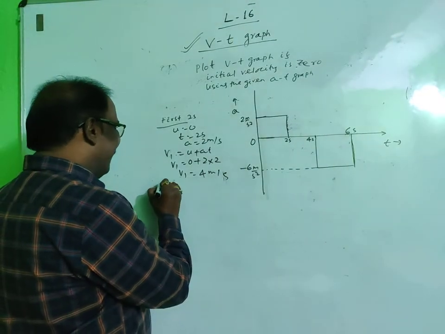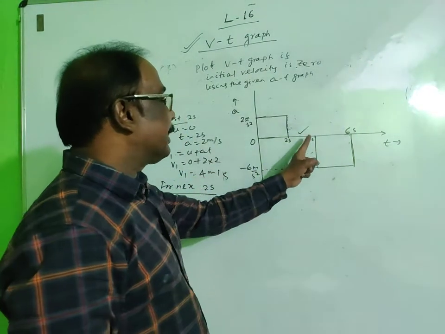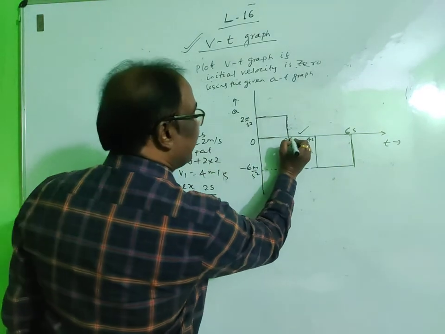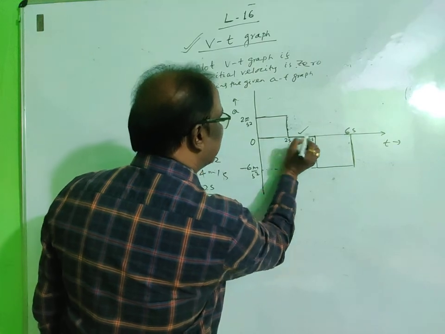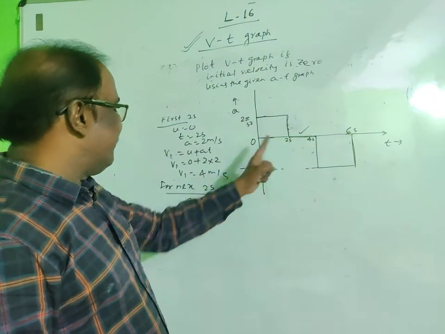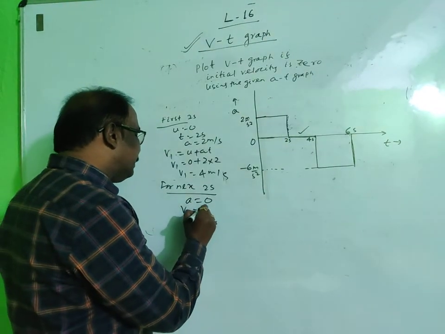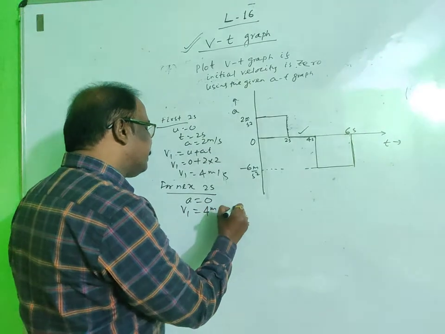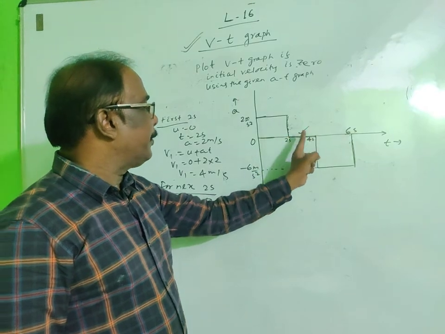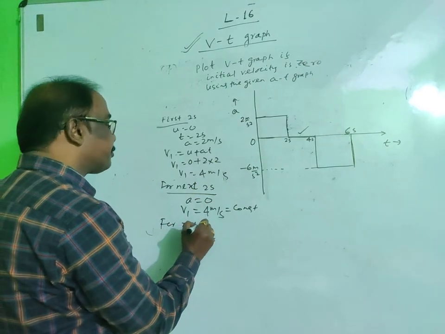Okay, for the next 2 seconds, from 2 seconds to 4 seconds, see, here acceleration is 0. Acceleration is 0 from 2 second to 4 second, which means velocity is constant. After 2 second, velocity is V1, and that velocity will remain constant from 2 second to 4 second. So here V1 is 4 meter per second, which is constant. It moves with uniform velocity from 2 second to 4 second.